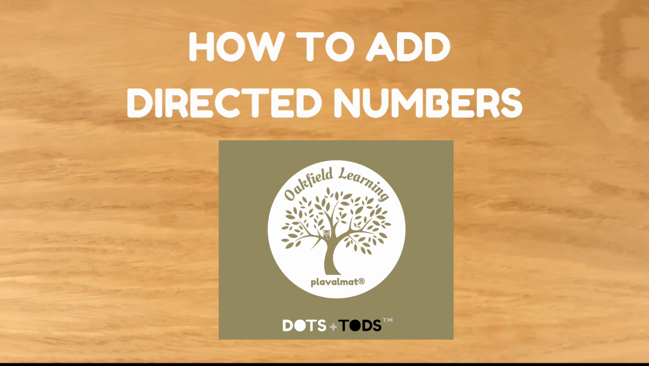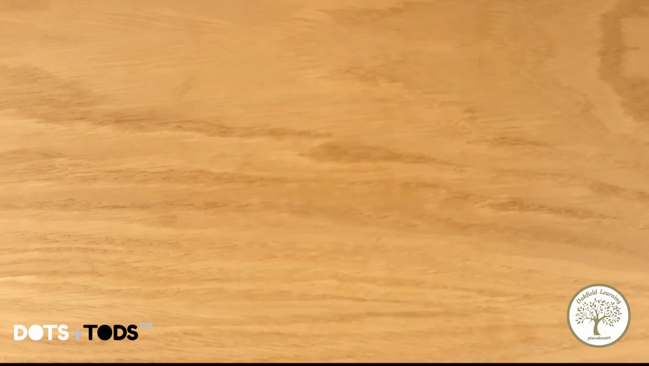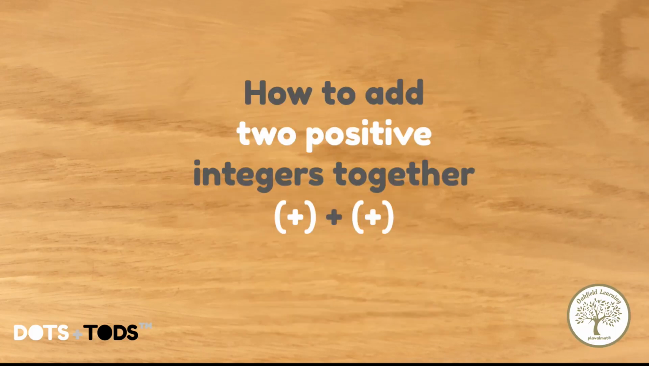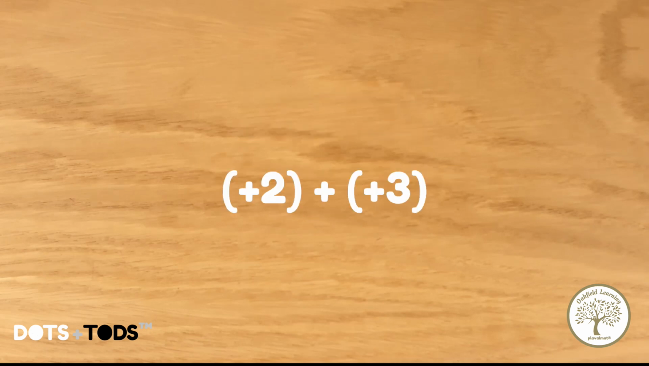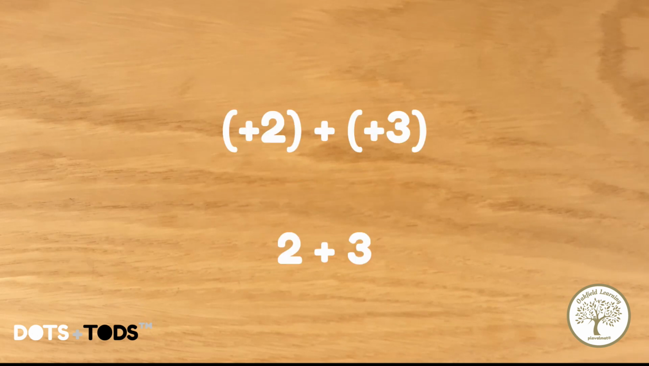In this video, we're going to learn how to add directed numbers. First, we'll start with a question involving adding together two positive numbers. +2 add +3. Pupils might be more used to seeing this written as 2 plus 3.